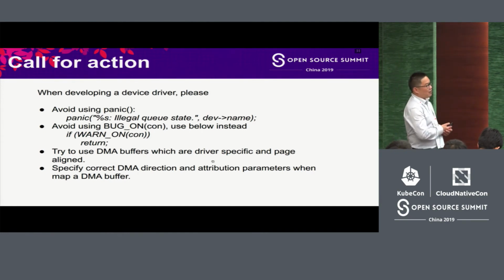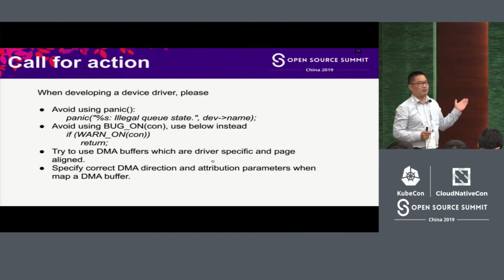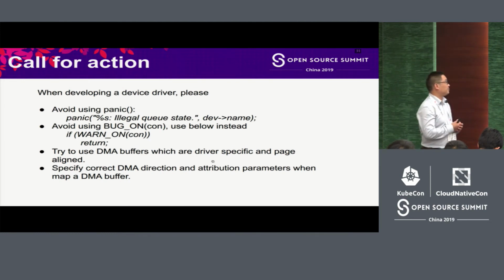And the third one is when you are using the buffer. We use the page-aligned buffer so as to bypass the bounce buffer mechanism. And when you are doing the DMA, please specify the correct DMA direction, and is it from the kernel memory to the device?